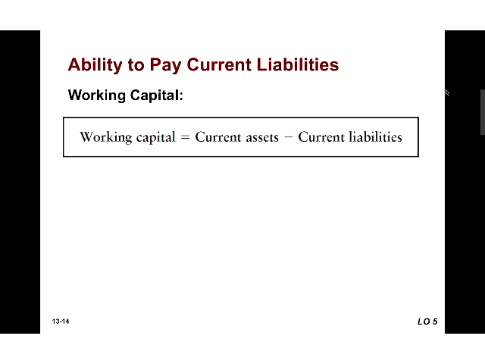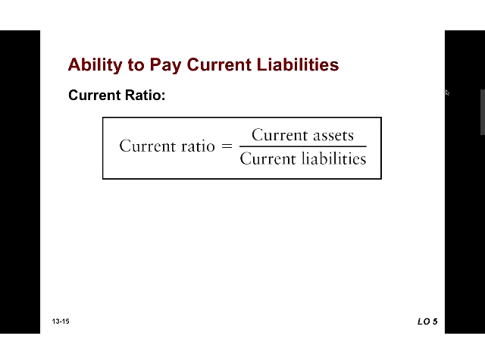Okay, next one is a ratio. So in this ability to pay current liabilities group, there's working capital, the current ratio, and the quick ratio. So the current ratio is probably one of the most common ratios we see. It's current assets divided by current liabilities. So it's like working capital, but it's making it relative by converting it into a percentage.